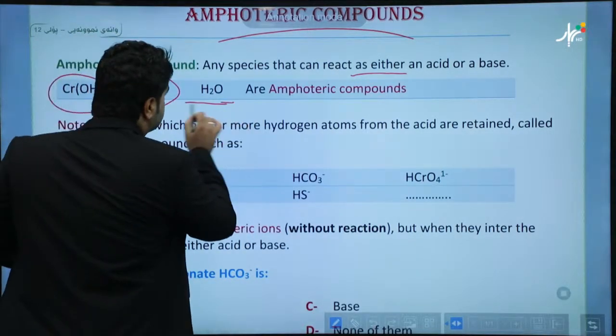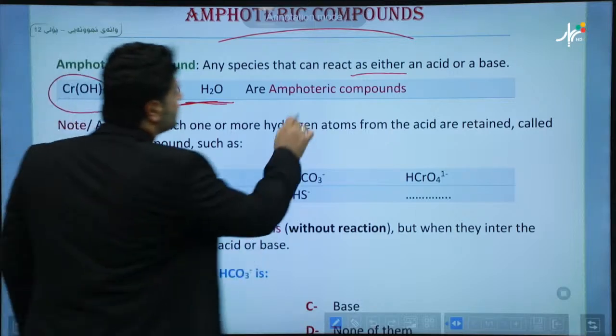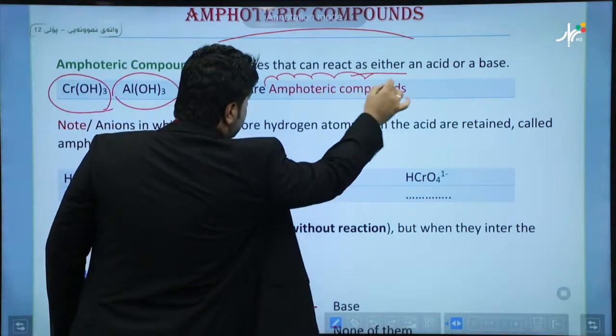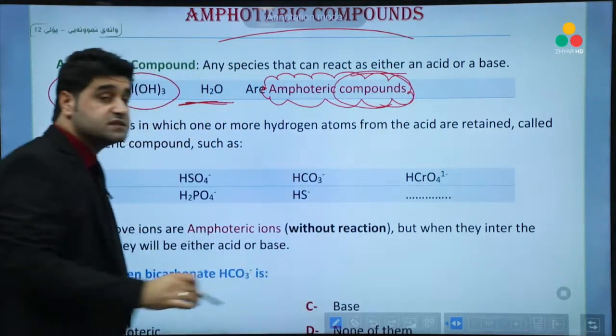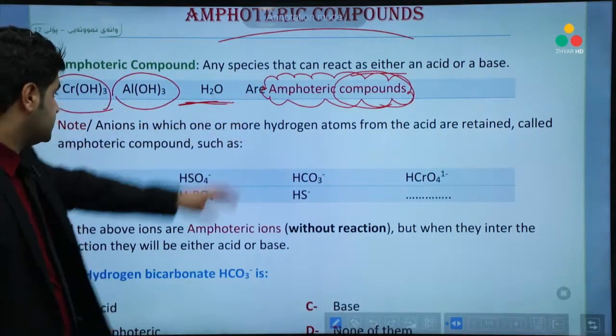Because they are neutral, zero charged, they are amphoteric compounds. Amphoteric compounds are neutral molecules. Please don't forget that. It's very important.